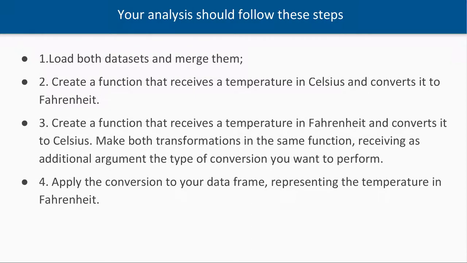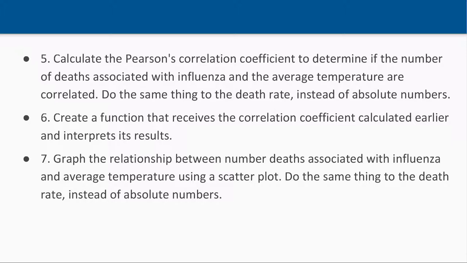Our analysis should follow these steps. First, load both datasets and merge them. Second, create a function that receives a temperature in Celsius and converts it to Fahrenheit. Third, create a function that receives a temperature in Fahrenheit and converts it to Celsius. Make both transformations in the same function, receiving as additional argument the type of conversion you want to perform. Fourth, apply the conversion to your data frame, representing the temperature in Fahrenheit. Fifth, calculate the Pearson's correlation coefficient to determine if the number of deaths associated with influenza and the average temperature are correlated. Do the same thing for the death rate instead of absolute numbers.